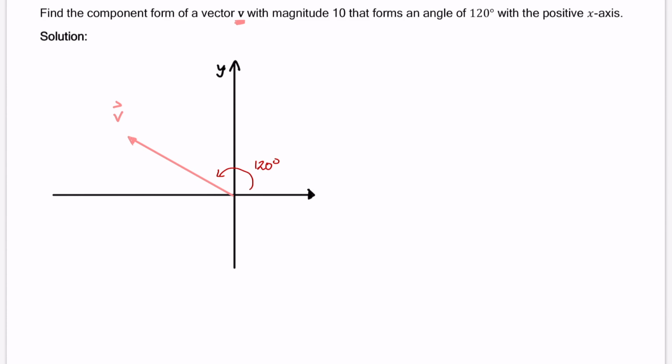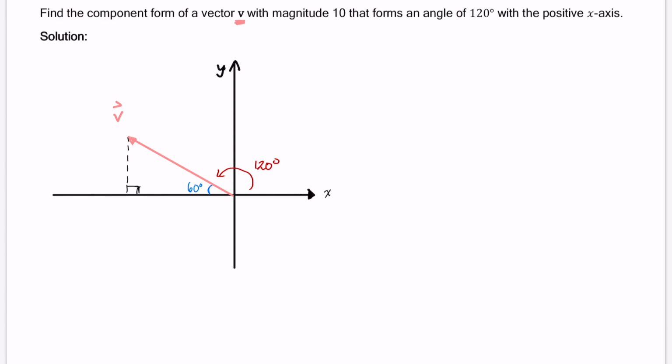So in order to solve this, we need to think back to what we know from right triangle trigonometry. See how this forms a right triangle here with the x-axis? Now we can think of, well, what is the x value and what is the y value of this triangle here? Now this angle of 120 degrees is supplementary to this one here. So this one here is 60 degrees.